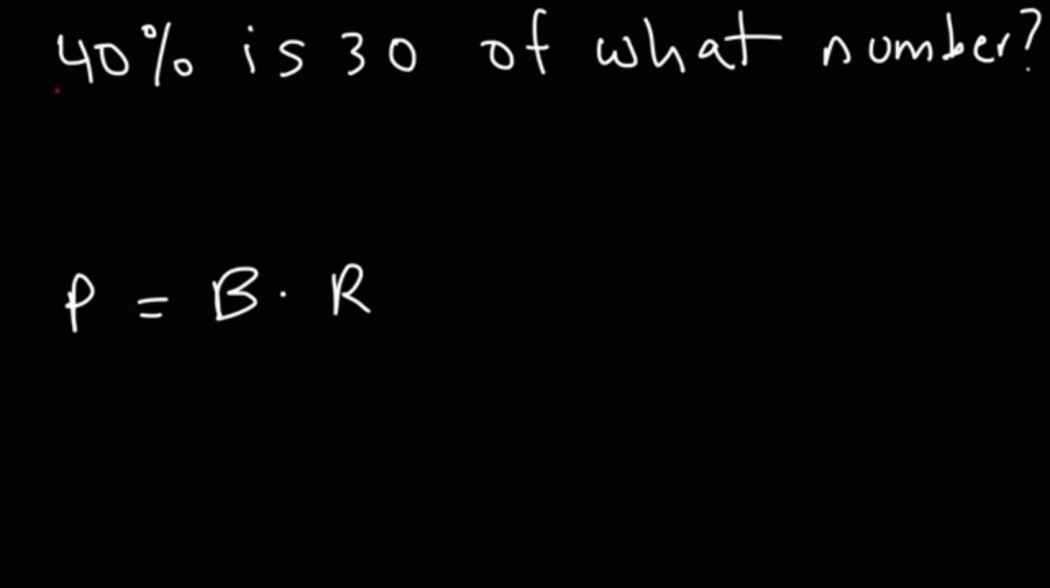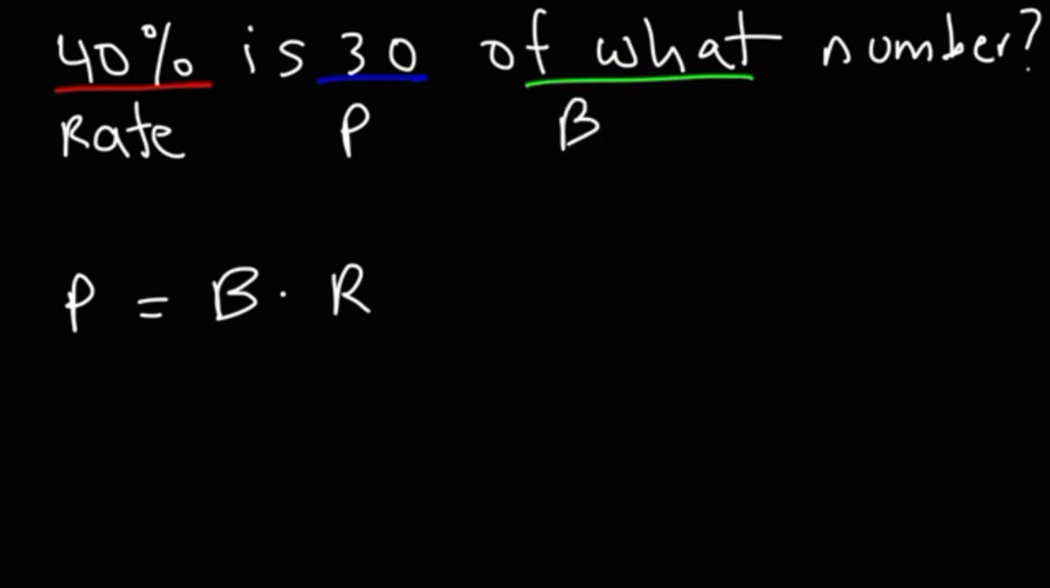40%, even though it has the percentage symbol in front of it, that is the rate. Now what about 30? The number that is associated with the word "is" is the percentage. So that's P. And then "of what number," that's what we're looking for. So in this problem, we're looking for the base, B. So that's what we need to calculate in the equation.